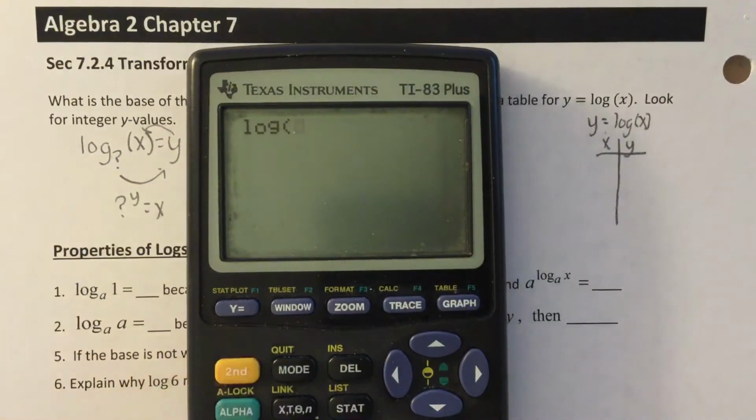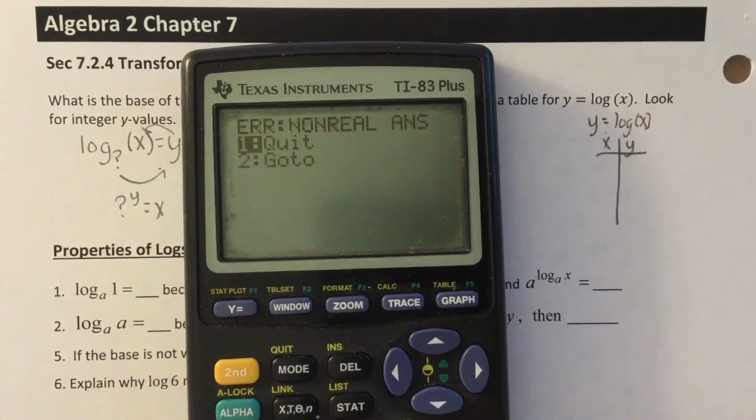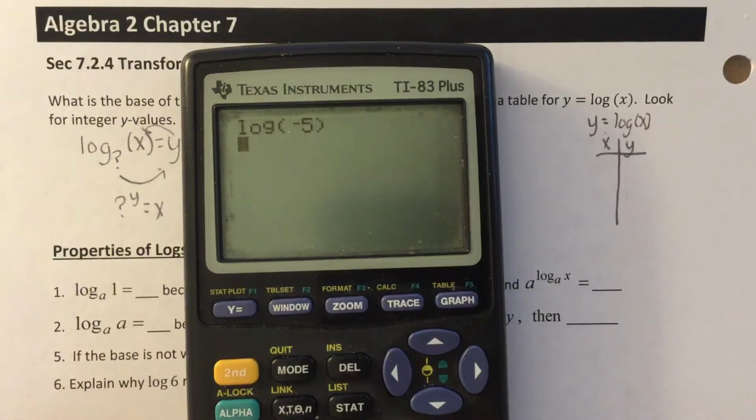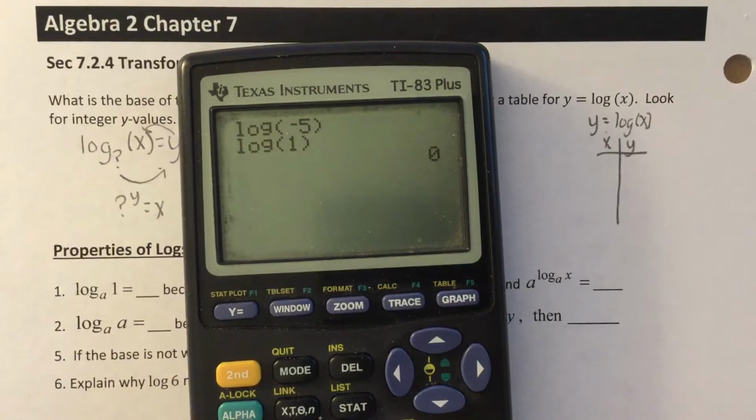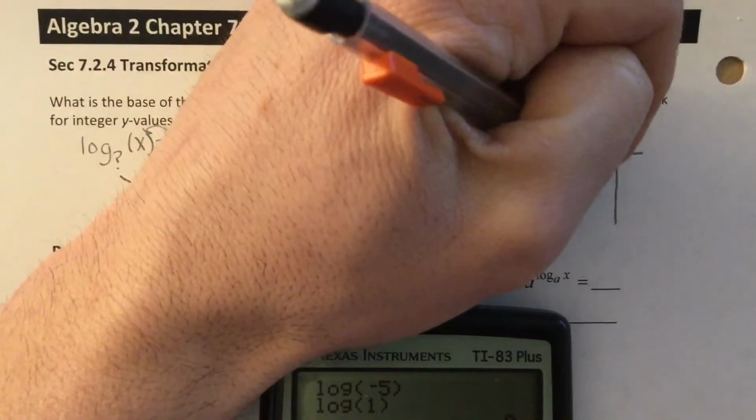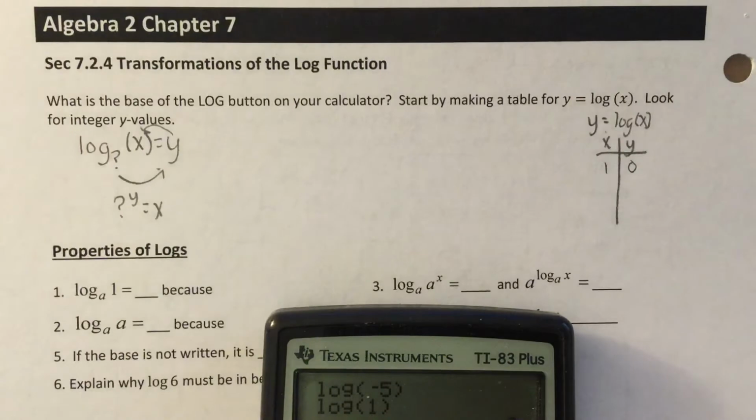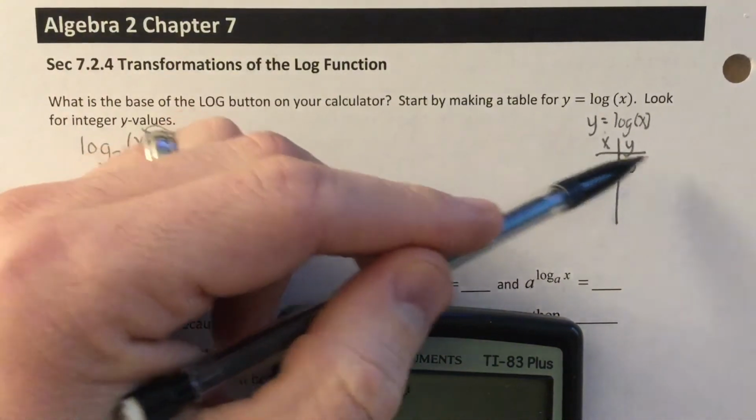So if I did log of, say, -5, I get no solution, no non-real answer. And if you remember the graphs that we graphed the previous lesson, there's an asymptote on the y-axis, so it's never going to equal a negative x value. So therefore, I'm going to start with, let's just say 1. Log of 1 is 0. 0 is an integer. And so therefore, I have my first point.